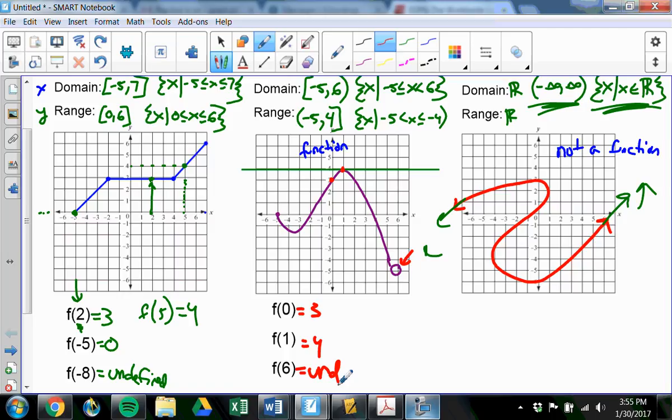Inputs and outputs. I'll do one more, maybe pause and try this one. What is f of... What else should I do? f of -2. Or f of 2. Pause it and try those. f of -2 is 0. f of 2 is 3. I hope that's helpful.